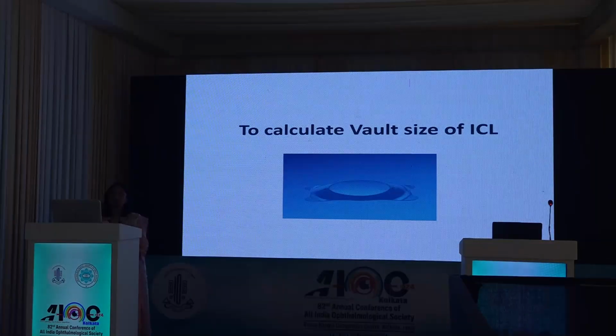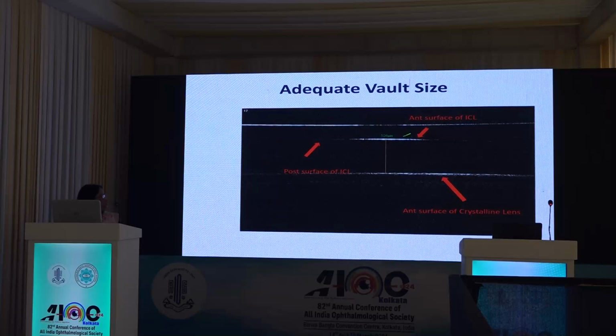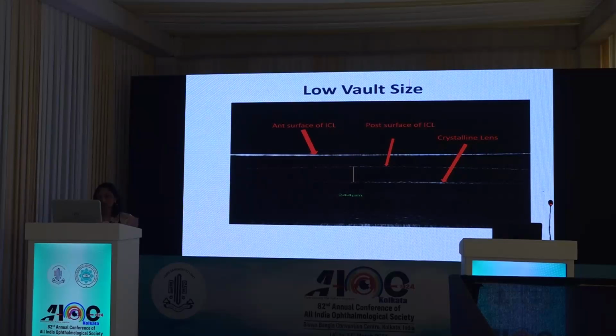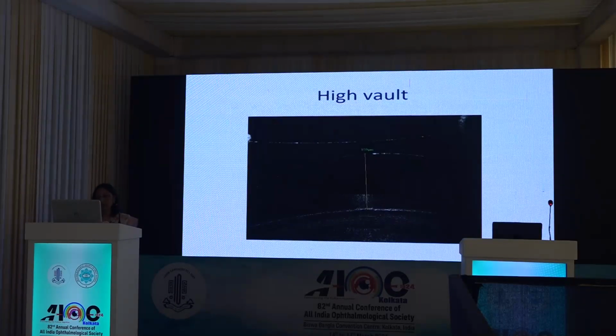Another important application is to know the vault size of the ICL. Vault is the distance between the posterior surface of the ICL and anterior surface of the lens. So the normal range of the vault is somewhere around 250 to 750 microns. A very low vault, as seen in this AIOCT image, can lead to cataract formation. And if the vault is very high, it can lead to an increase in intraocular pressure.